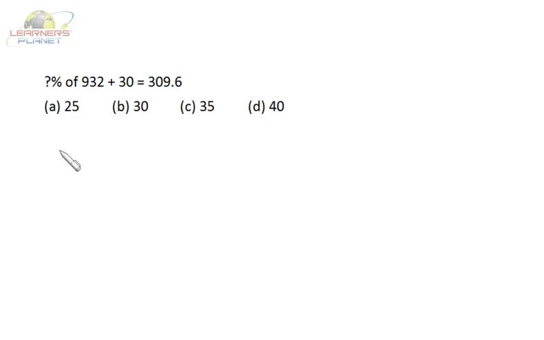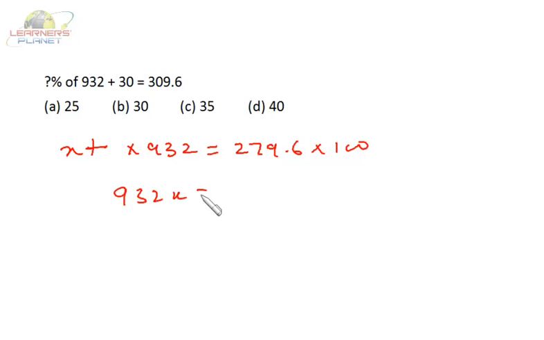Let's come back to the problem here. X% of 932 will be equal to 309.6 minus 30, that is 279.6. Okay, now we have to find a number. Let this be by 100 and let 100 be here. Precisely, 932x is equal to 27960. Okay, that means we have to find a number that multiplied by 2 produces a 0 at units place.